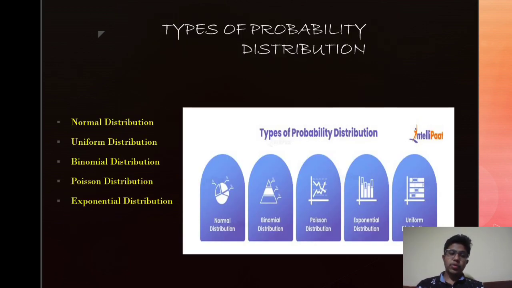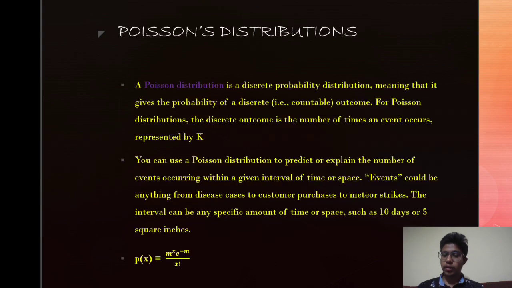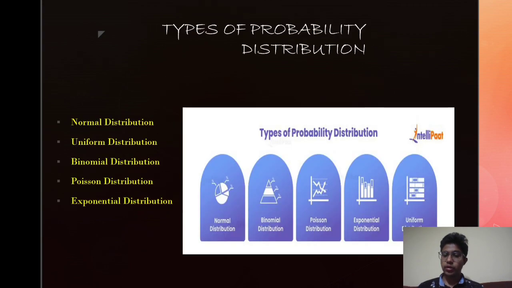Types of probability distribution: normal distribution, uniform distribution, binomial distribution, Poisson distribution, and exponential distribution. Okay, normal distribution is bell-shaped, and binomial is a pyramid-like structure. Poisson is like a bar graph, and the exponential is a line chart, and this is also like a bar chart.